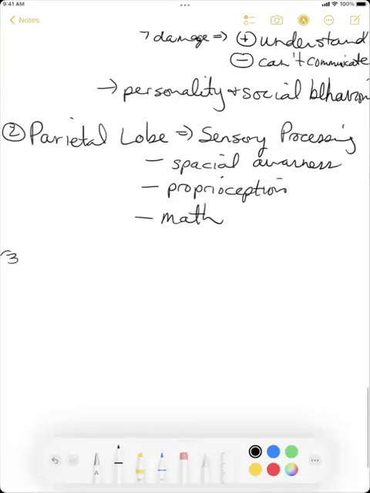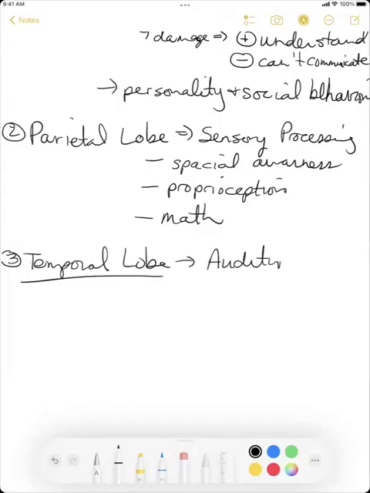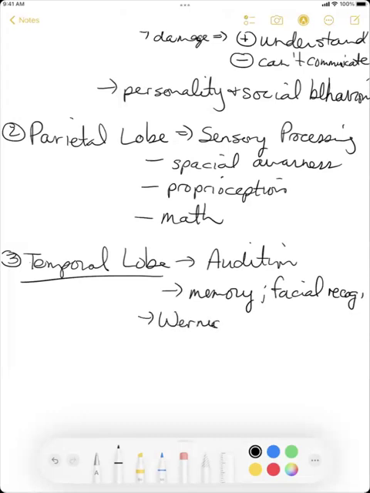The third lobe is the temporal lobe. The temporal lobe is very important in audition, or hearing. It's really important in memory and facial recognition. It has a language area that is referred to as Wernicke's area. And Wernicke's area is important for language comprehension.